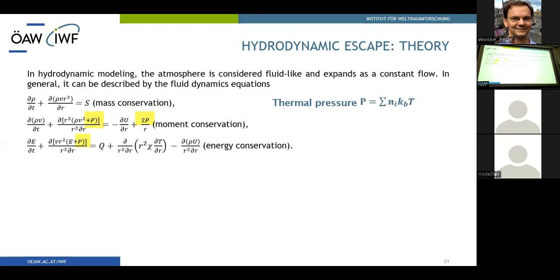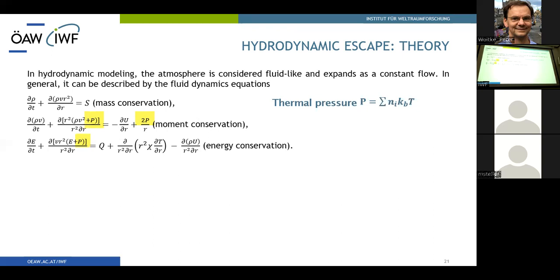So maybe I have a question. You did this 1D hydrodynamic model at the equator of the planet, or at the substellar point. Maybe you did it at higher latitudes as well? Well, we also did 3D modeling, and the escape rates are not exactly the same, but they are comparable. Okay.